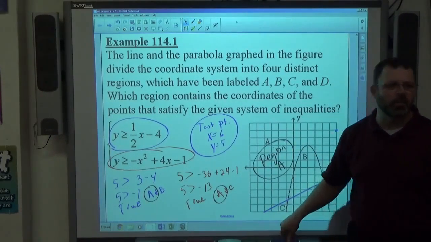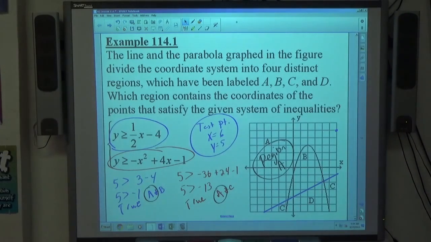And that's how you write your answer on your homework. You do not have to graph these, just tell me which region you need to graph. The graph will be drawn for you just like this. The regions will be marked A, B, C, D. And that's how you do it.